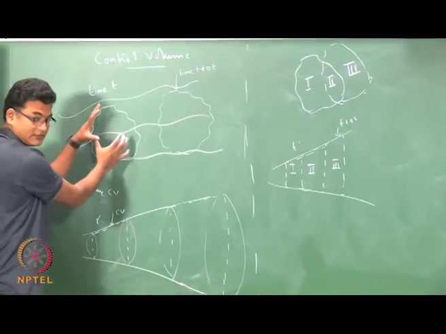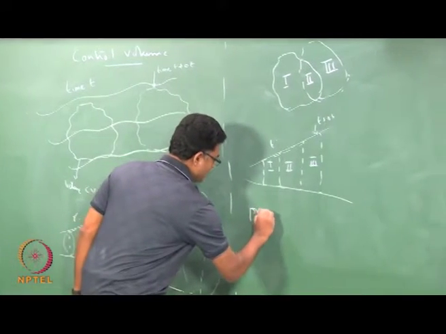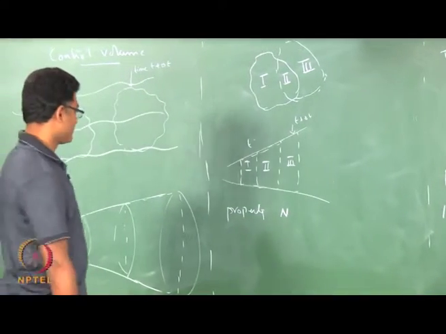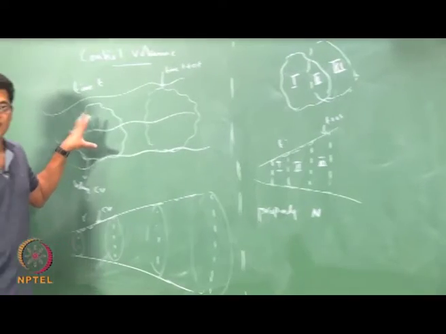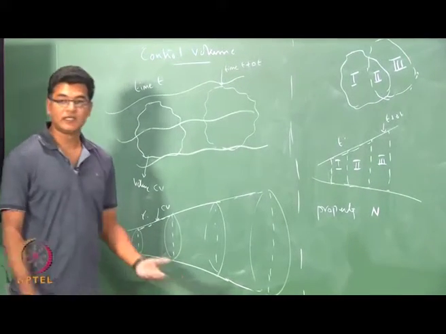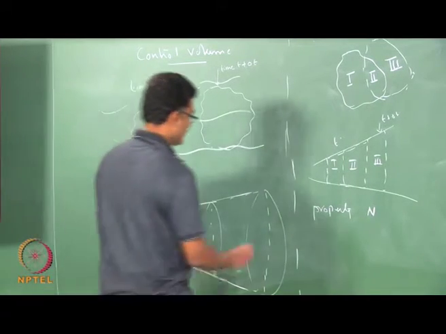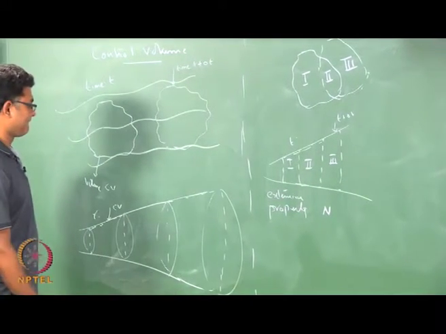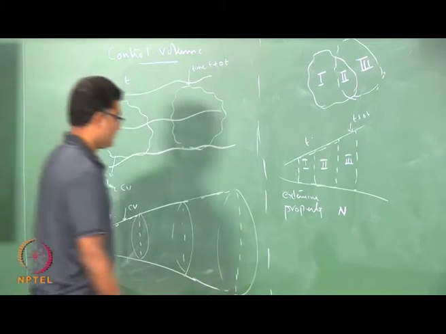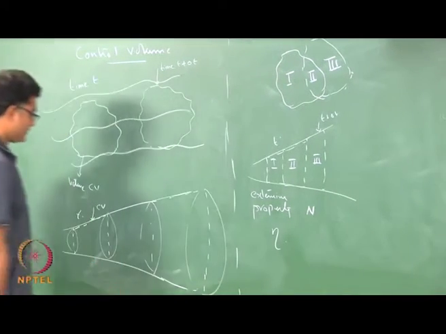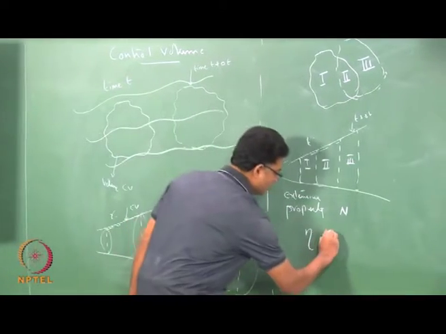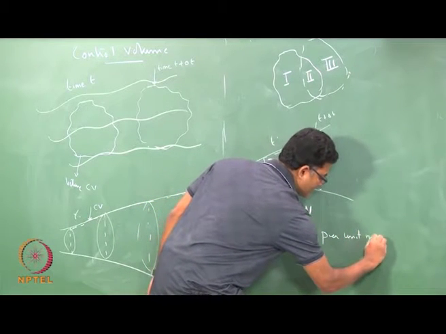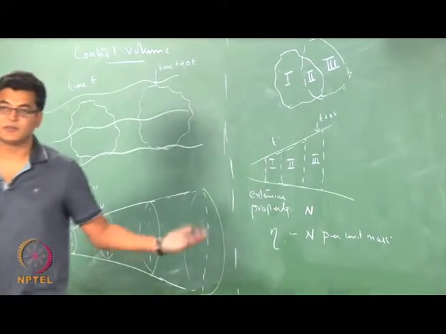So, associated with this mass there is a property N. It depends on the mass of the fluid that we are considering, so it is an extensive property. Now, I introduce a new variable eta, which is the property N per unit mass, or the density of the property N.